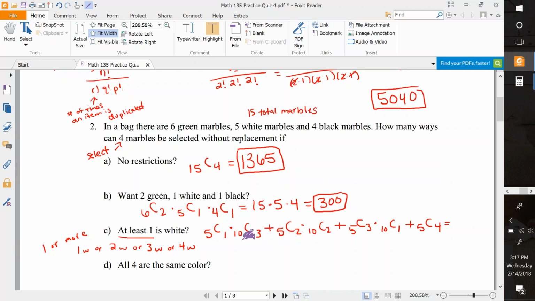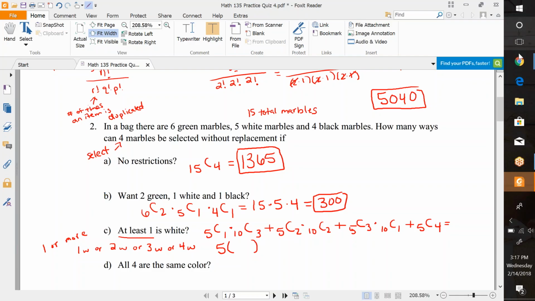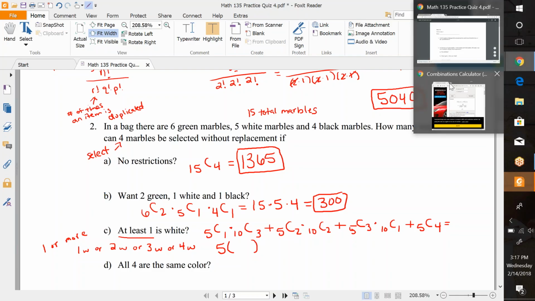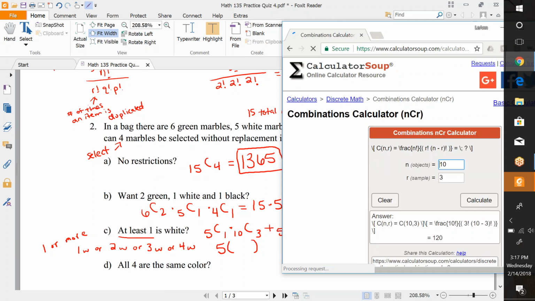So now let's calculate this one, because I did this a different way than the answer key, because in the answer key for this, I went ahead and gave you guys the formula for the complement. So I'm going to show you that this is the same thing. So 5, choose 1 we know is 5. We need to do 10, choose 3, which gives us 120.